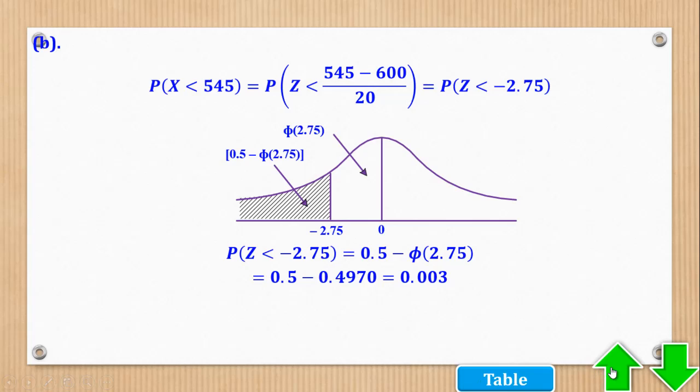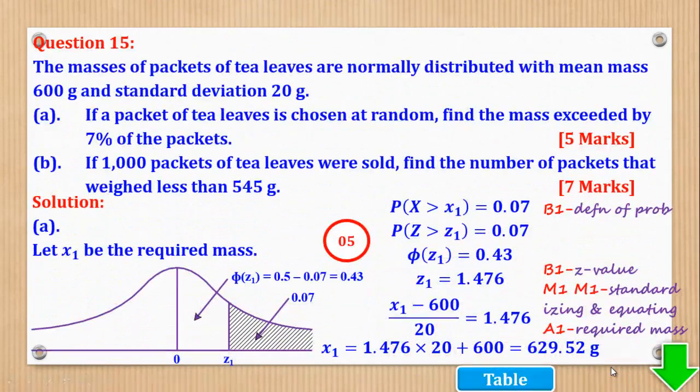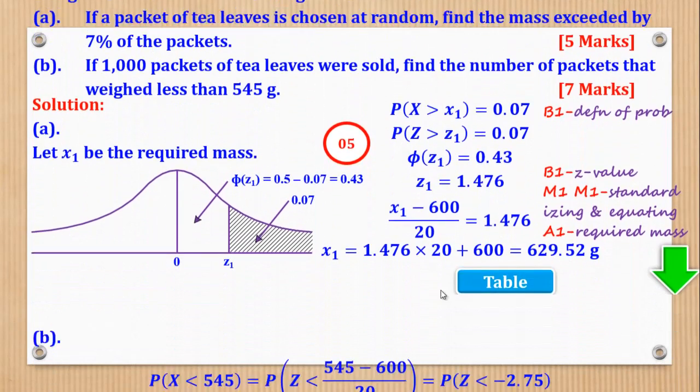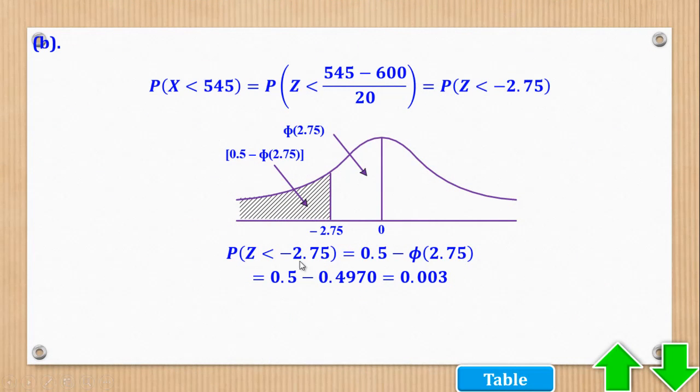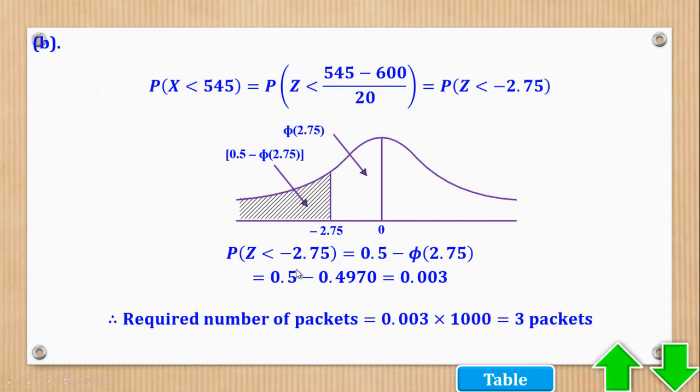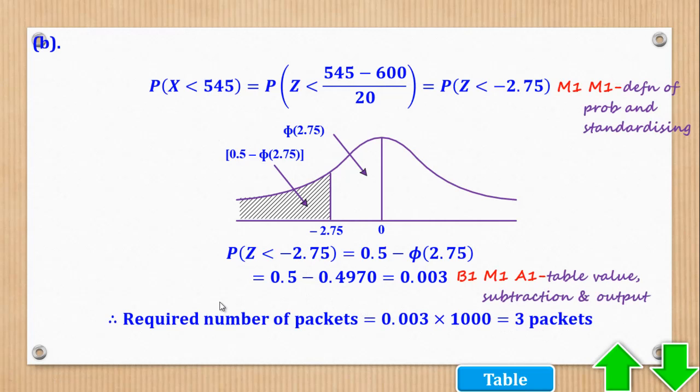But the question said what? The question said if 1,000 packets of tea leaves were sold, find the number. So I multiply the probability, because probability is the fraction of something. Probability times the number of packets to get the required number of packets, which is 3. And that's how marks would be awarded.